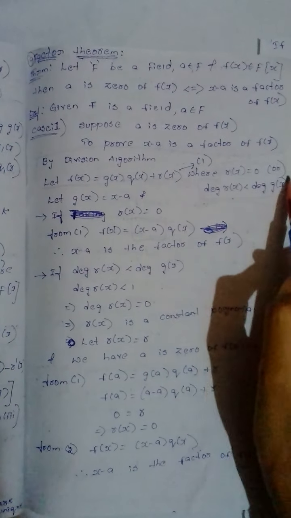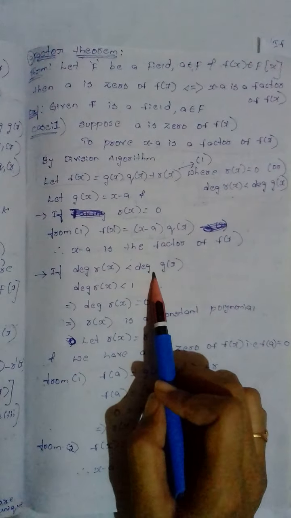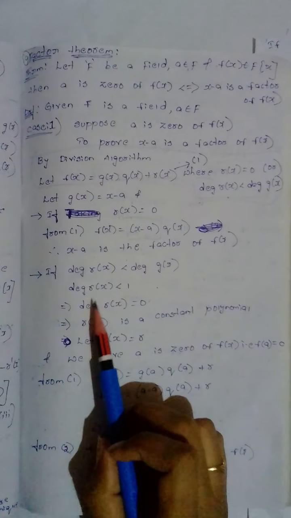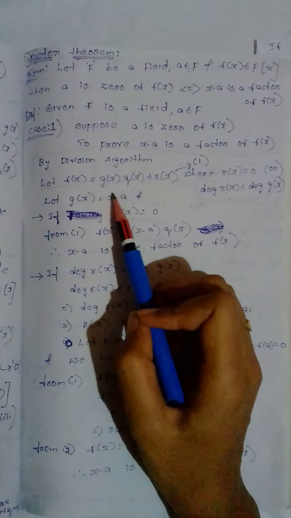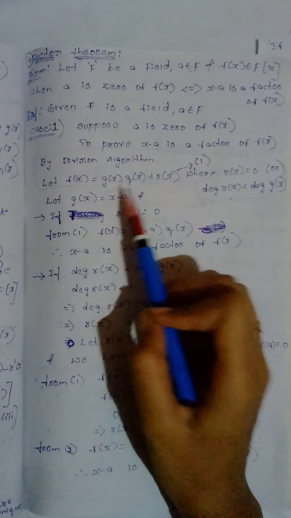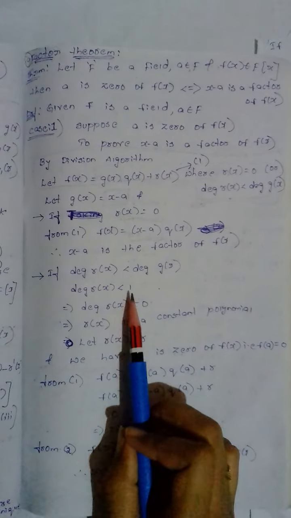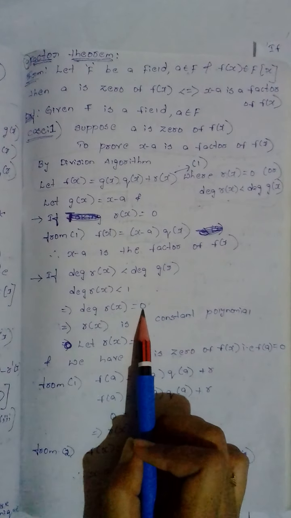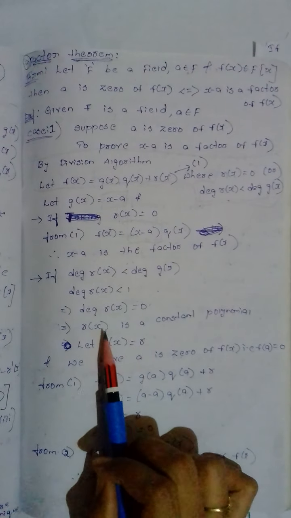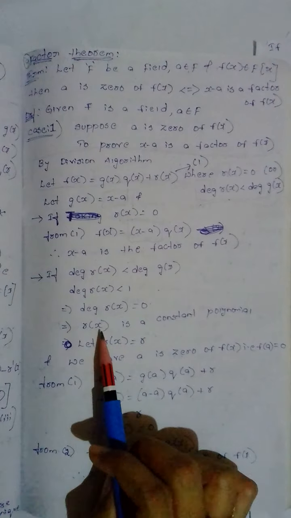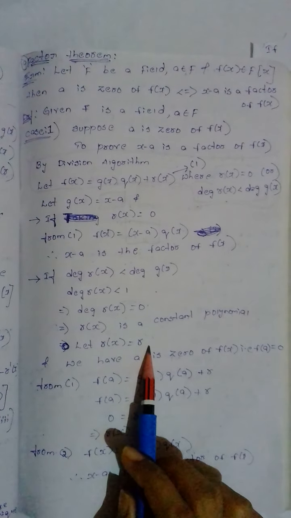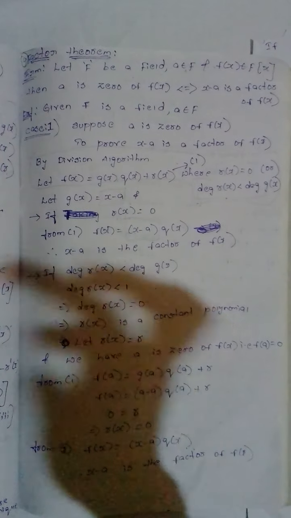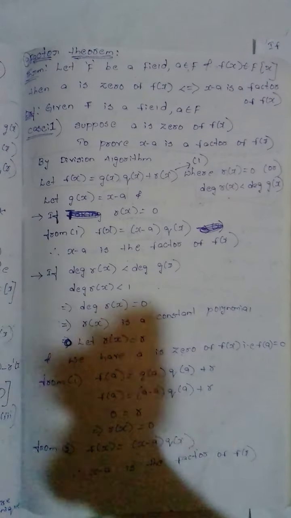Now taking the second condition, degree of r of x less than degree of g of x. Now what is the degree of g of x from seeing this formation? 1. Now degree of r of x less than 1 means we can consider it as 0. Now if it is 0, degree 0 means we will write r of x as a constant polynomial. Let r of x equal r.